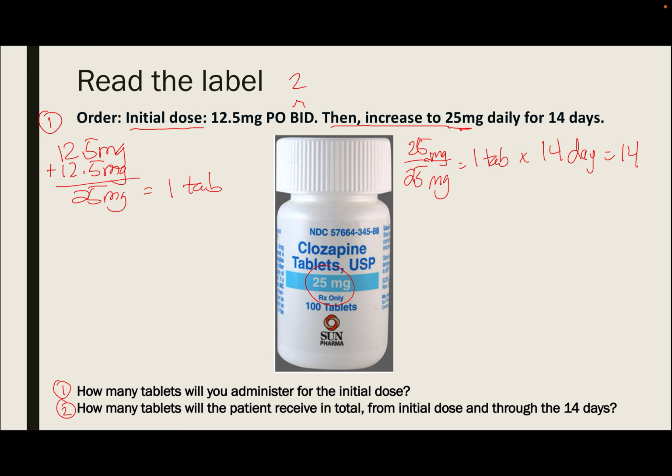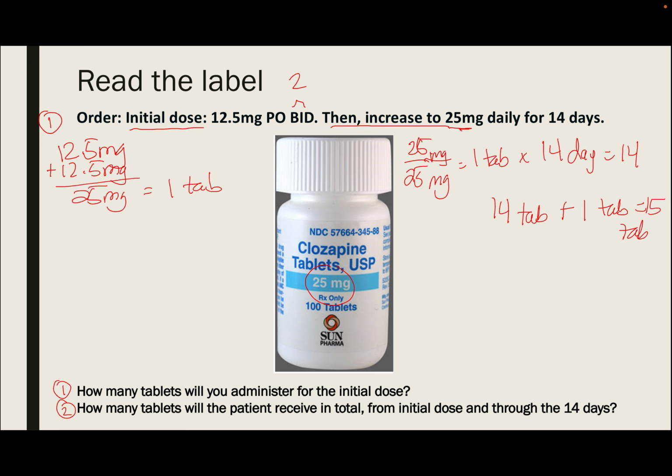Remember, question 2 says how many tablets will they receive in total from initial dose and through the 14 days. So I know for the 14 days, they're going to receive 14 tablets. On the initial day, they had 1 tablet. So here's my 14 tabs plus the initial day, which was 1 tablet. It's going to give them 15 tablets in total that they would have received. Okay, hopefully that makes sense.